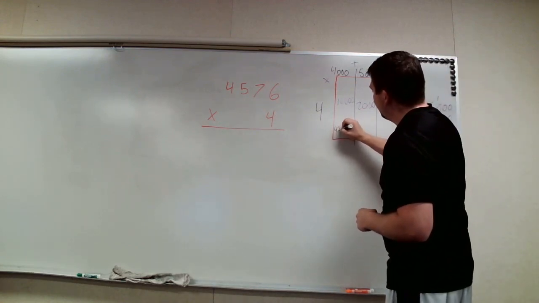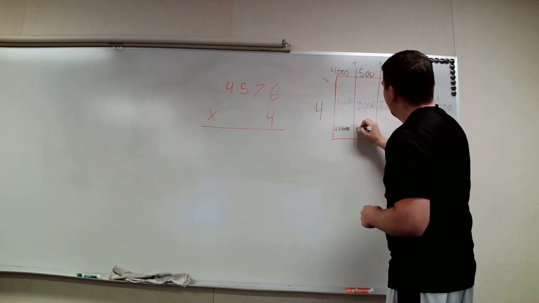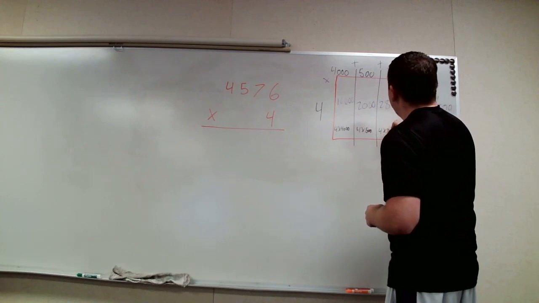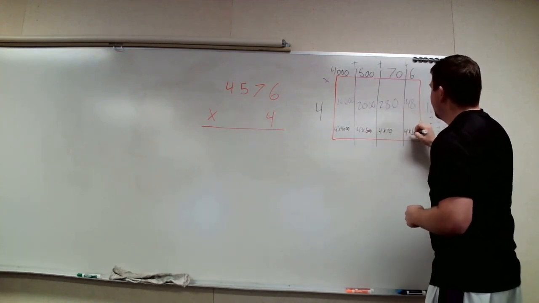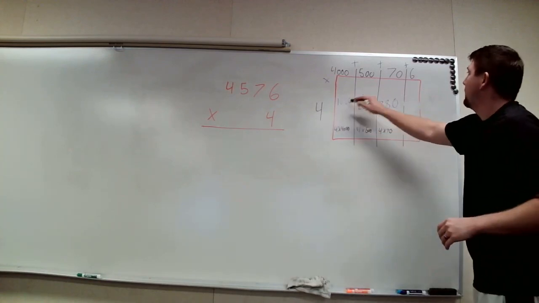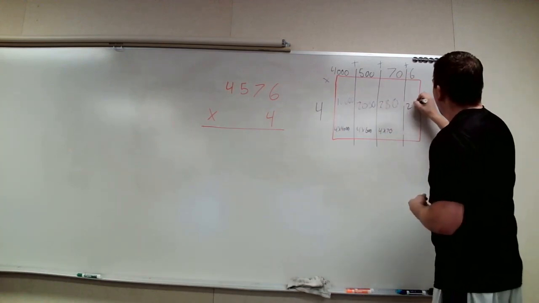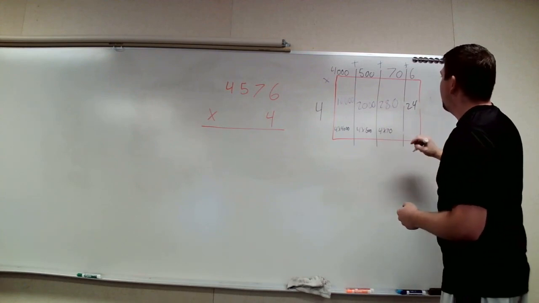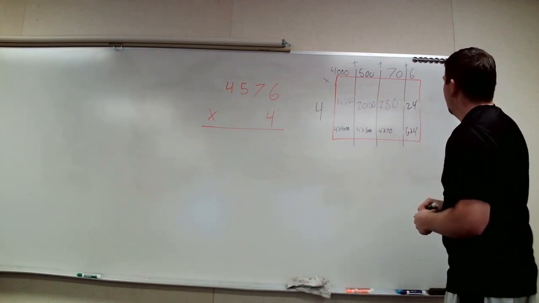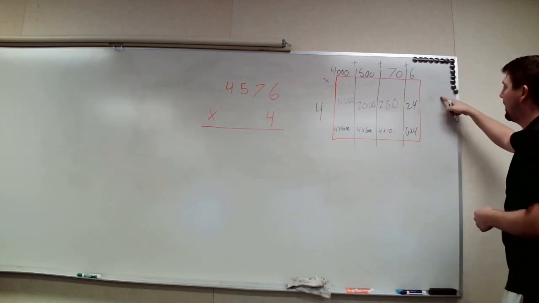We're doing 4 times 4,000. We're doing 4 times 500. We're doing 4 times 70. And we're doing 4 times 6. Whoops, made a mistake. It happens. It's okay. 4 times 6 is 24. And then again, that extra bottom part would be 6 times 4, or 4 times 6 to make it easy. And then you just add them all up here on the side.